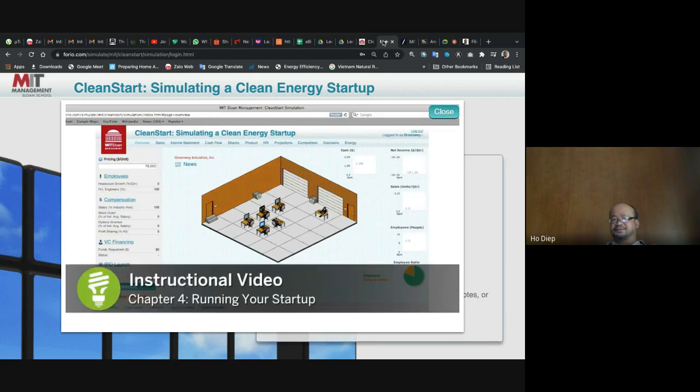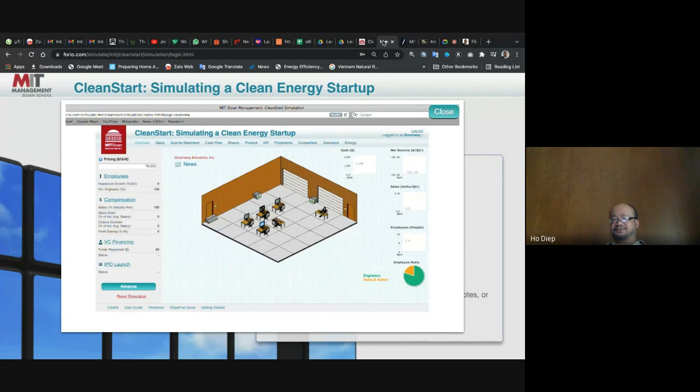Now let's take a look at the decisions that you're going to make as the founder and CEO of your clean start, clean tech enterprise. The decisions you make are listed here. First, you're going to make a decision about the price, the cost of your unit to your customers. $78,000 is what you see here, but you're free to set any price you like.